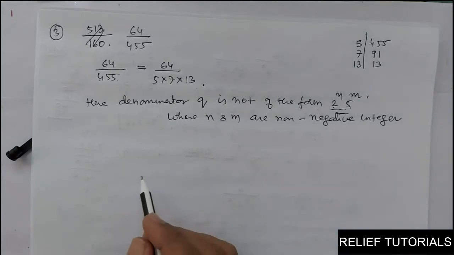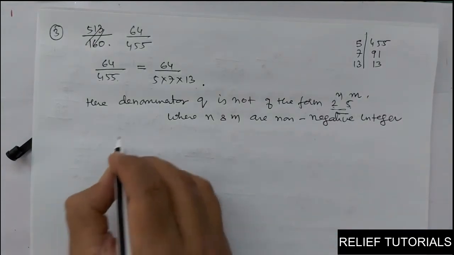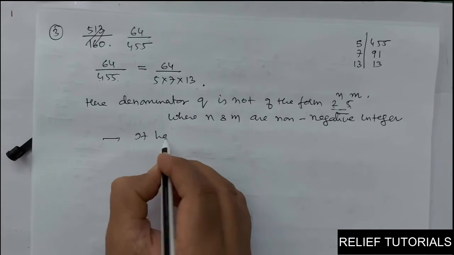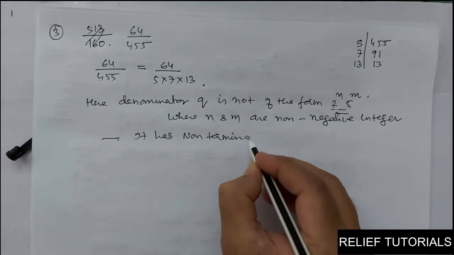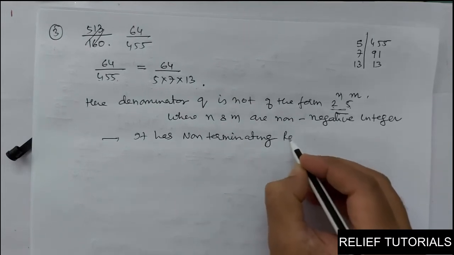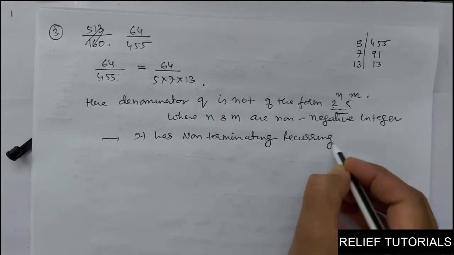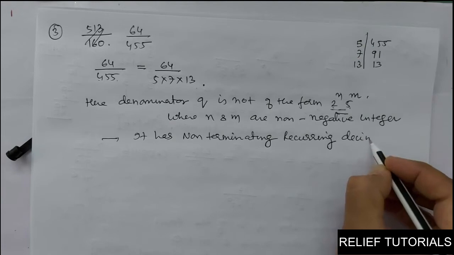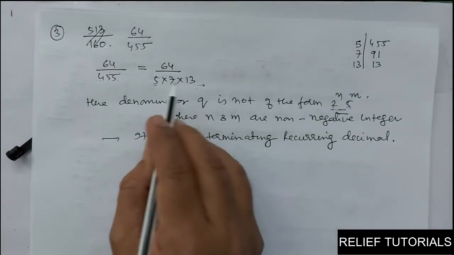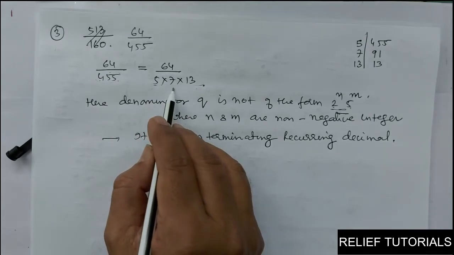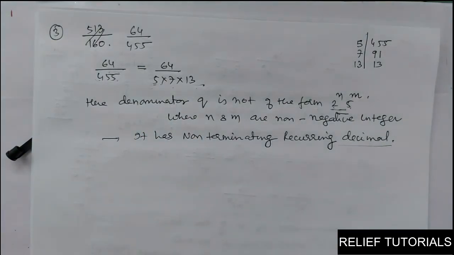So according to theorem 1.7, we can say, hence, therefore it has a non-terminating recurring decimal. So just look at the denominator and find its factors. If it is not of the form 2 raised to n and 5 raised to m, then it has a non-terminating recurring decimal. We have learned the theorem, if you know that.